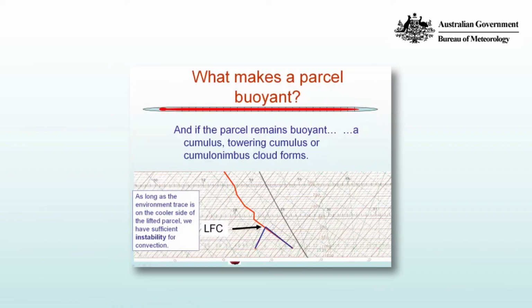So as long as the environment traces on the cooler side of the lifted parcel, that is, the parcel is warmer than its environment, then we have sufficient instability for convection. And convection is simply defined as parcel ascent where no forced lifting is required. And so you can see as the parcel rises along the saturated adiabat, cloud of the convective variety can form.